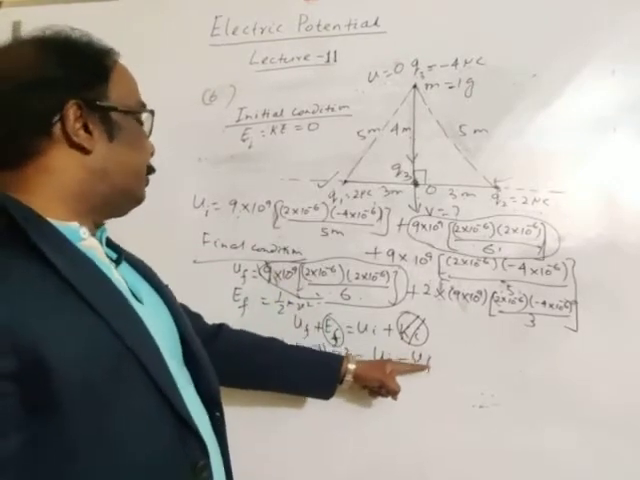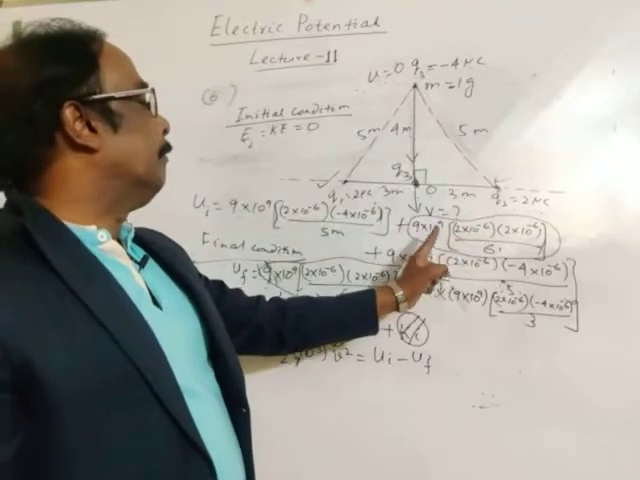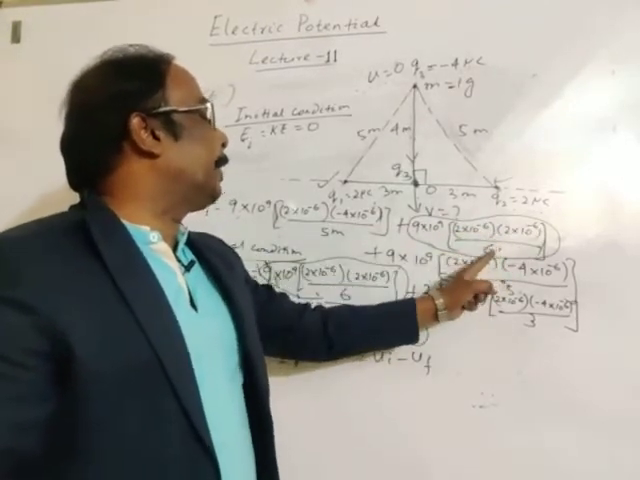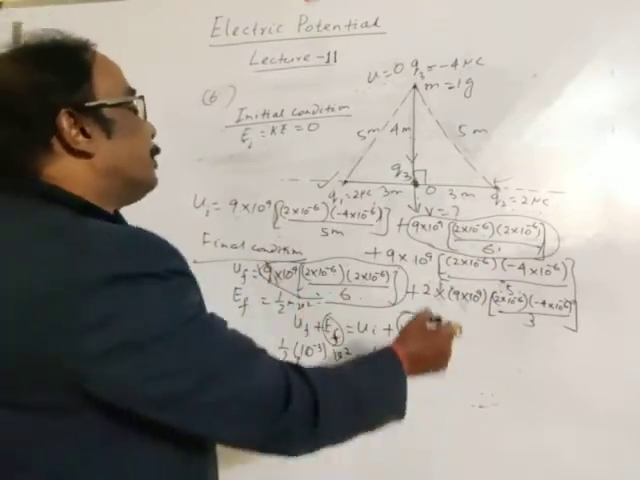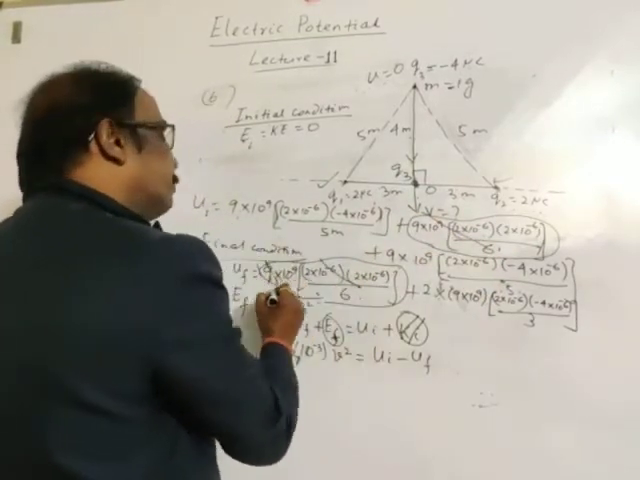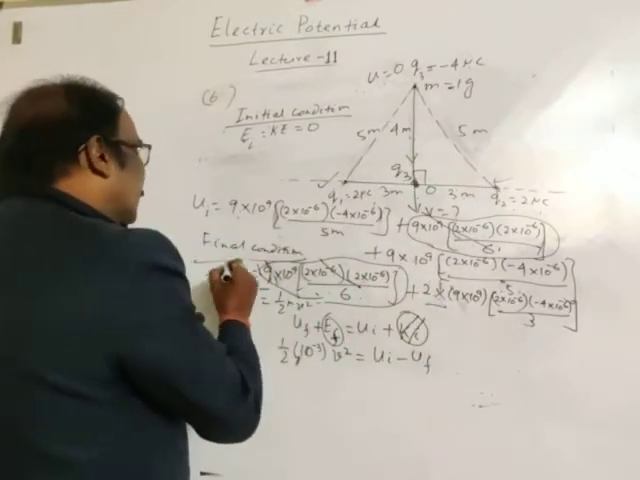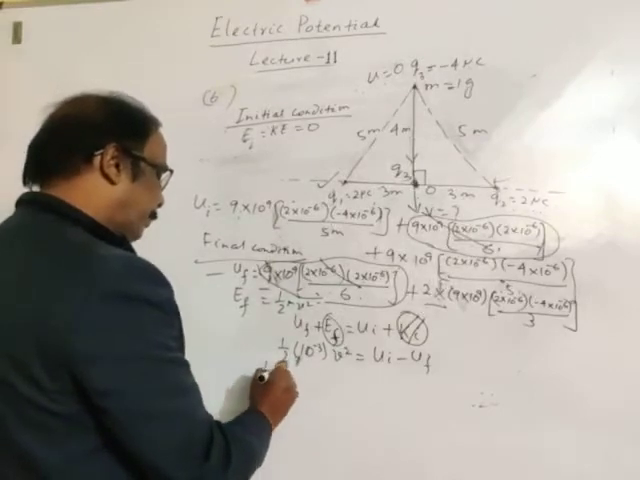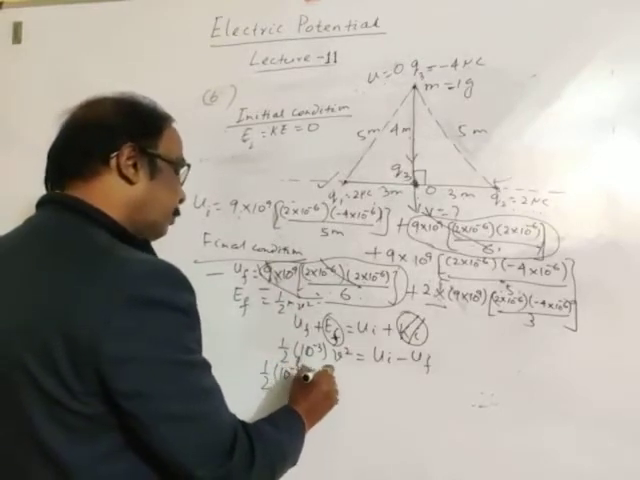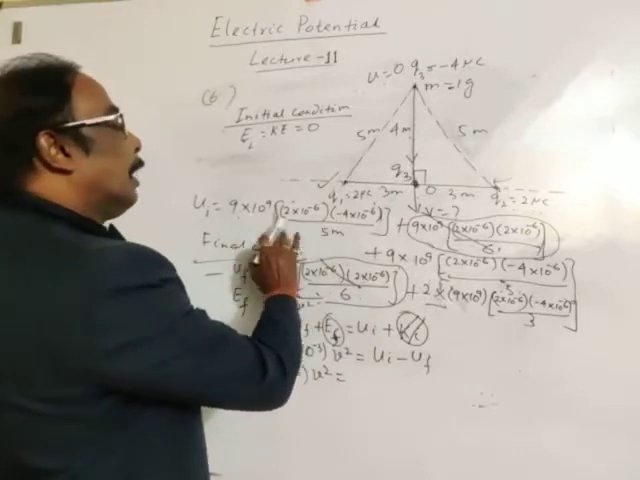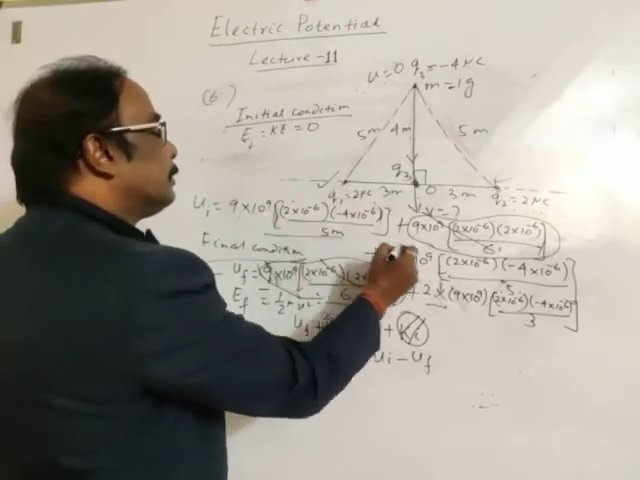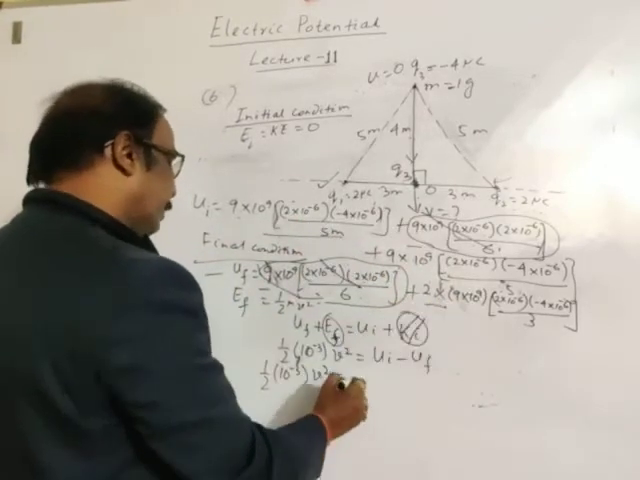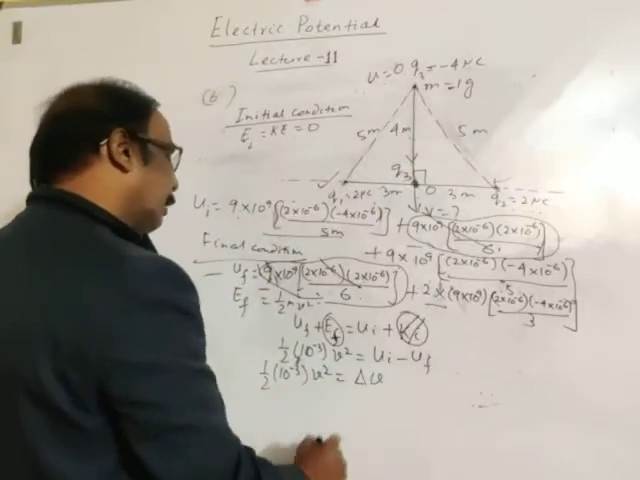U initial minus U final, in U initial 9 into 10 to the power 9 into 2 into 10 to the power minus 6, 2 into 10 to the power minus 6 by 6, here also same, so these two will get cancelled because we are subtracting final kinetic energy from initial kinetic energy, okay. Now, half into 10 to the power minus 3 into V square is equal to U initial. Now it is left, these two factors. Calculate U initial and U final, okay. Then this is delta U, okay.